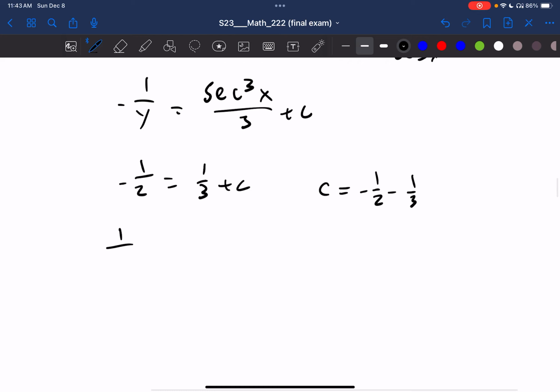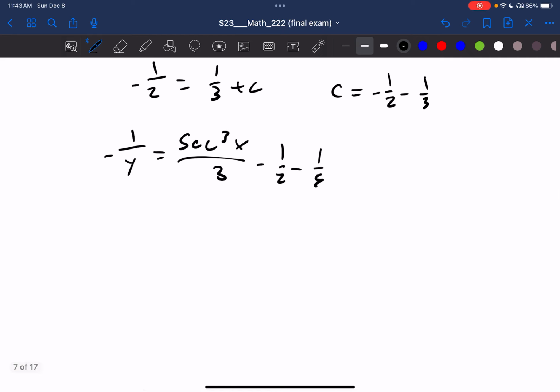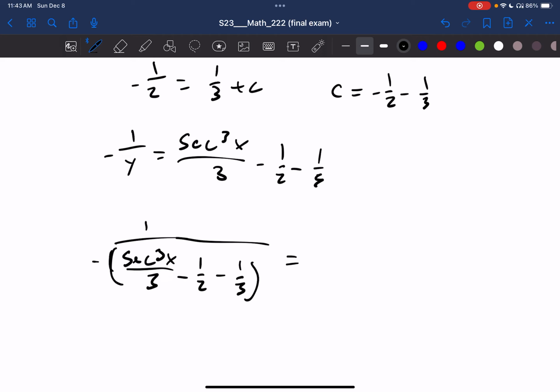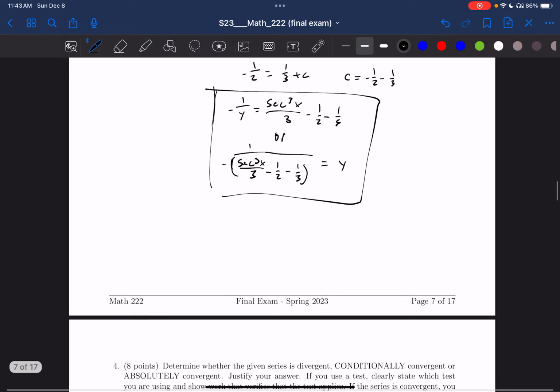So now we can rewrite this back into our equation. Secant cubed x divided by 3 minus 1/2 minus 1/3, replacing c with what it is, which is this. And that should be our answer. But if we want to solve for y, we can. Solving for y, we would get 1 over negative secant cubed x divided by 3 minus 1/2 minus 1/3 will be equal to y. I think either one of these would be correct.